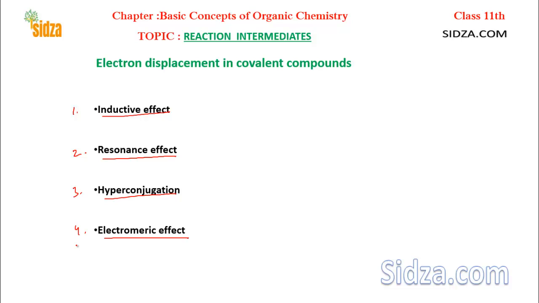So these are the most important concepts in organic chemistry, and first we will go over these effects, these four important electron displacement methods, as we also call them, right? These are the electron displacement methods in covalent compounds. These are the four important things that will help us understand the relative stability of the different types of reaction intermediates. Hope you got the concept.